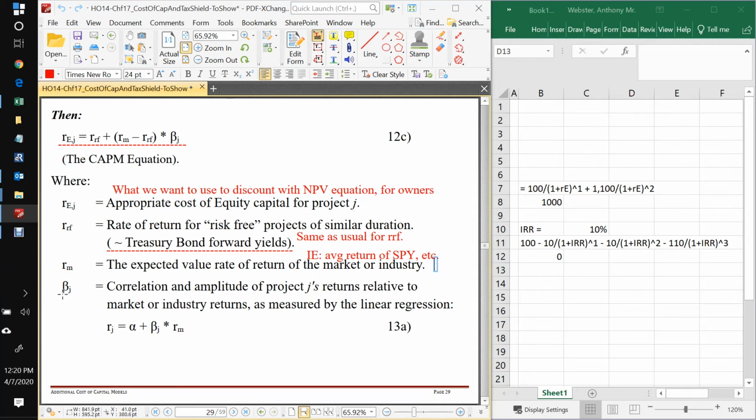And our beta for this project, beta J, is the same as it was in the previous chapter: the correlation and amplitude of project J's returns relative to the market or industry returns, as measured by the same linear regression that we looked at in a previous chapter, saying the return of stock J is equal to alpha plus beta, that's the slope, remember, times the return of the market. And again, we would have 30 years' worth of data to try and estimate this line, estimate alpha and beta. So you can see this is not going to be an alpha-focused method. Only beta comes into this here.